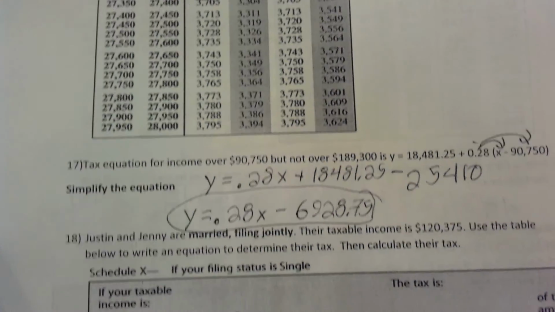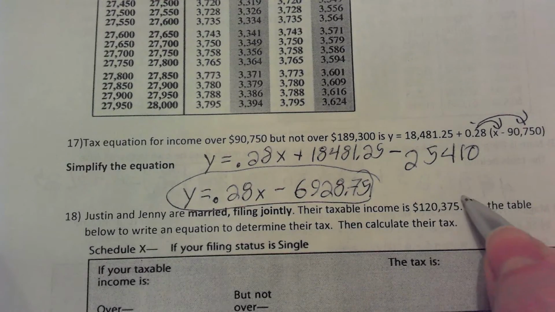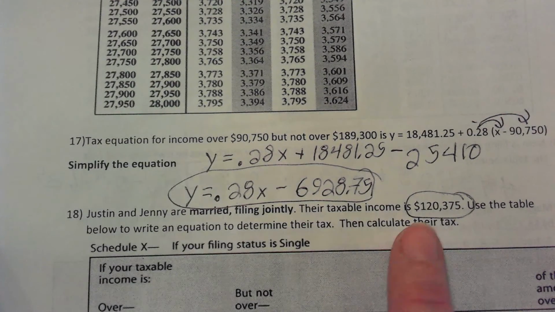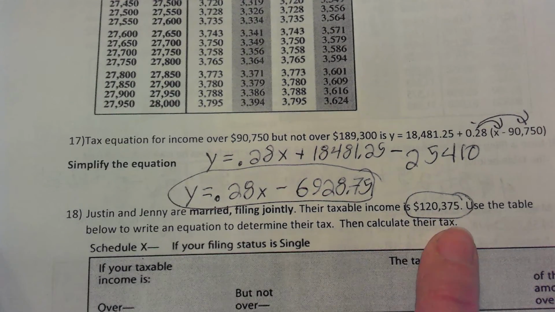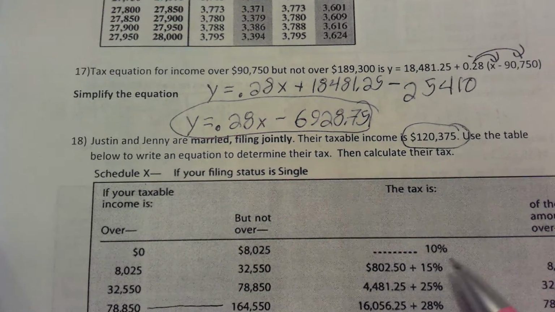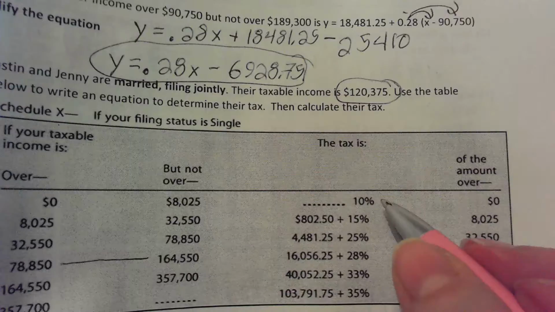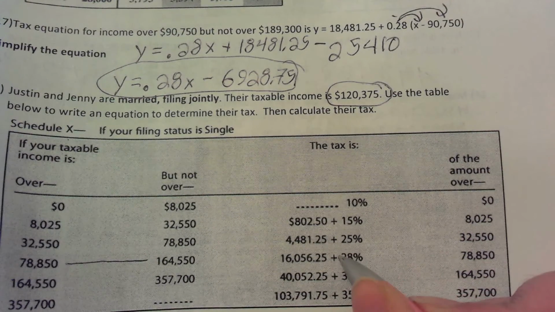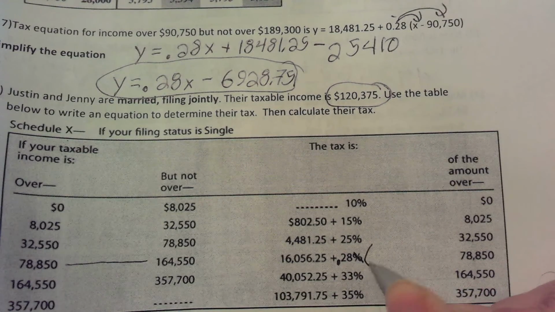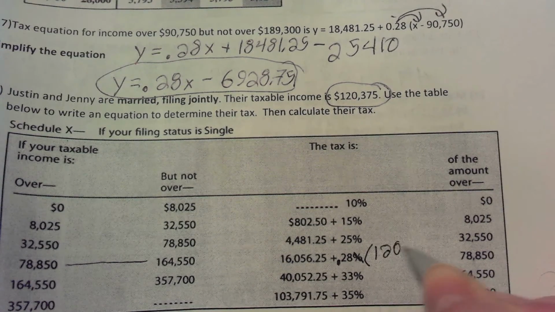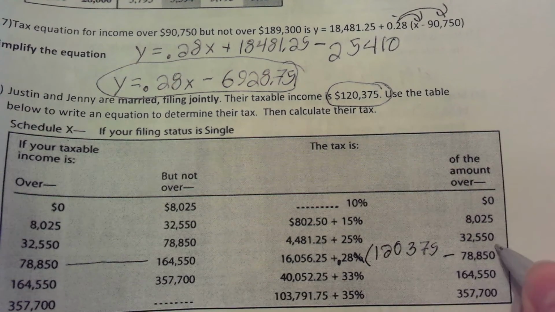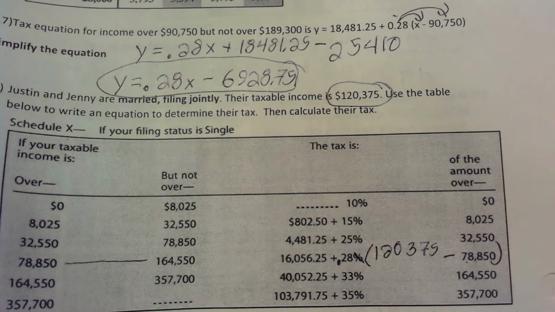Okay, number 18. So we're going to use the tax schedule. It says Justin and Jenny are married. They made 120,375. So I look at where it's going to be. It's going to be right here. So I'm going to use this one. So it fits in this one. So remember, drop the percent sign. I put in the 120,375 minus 78,850.